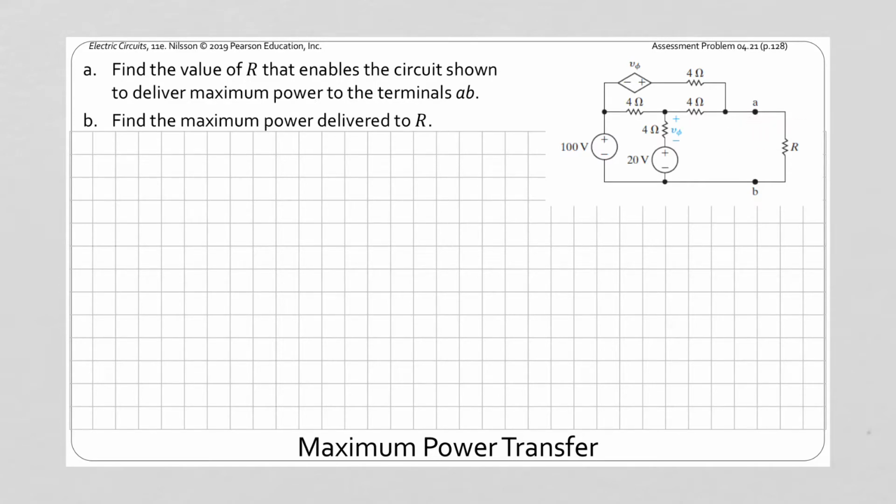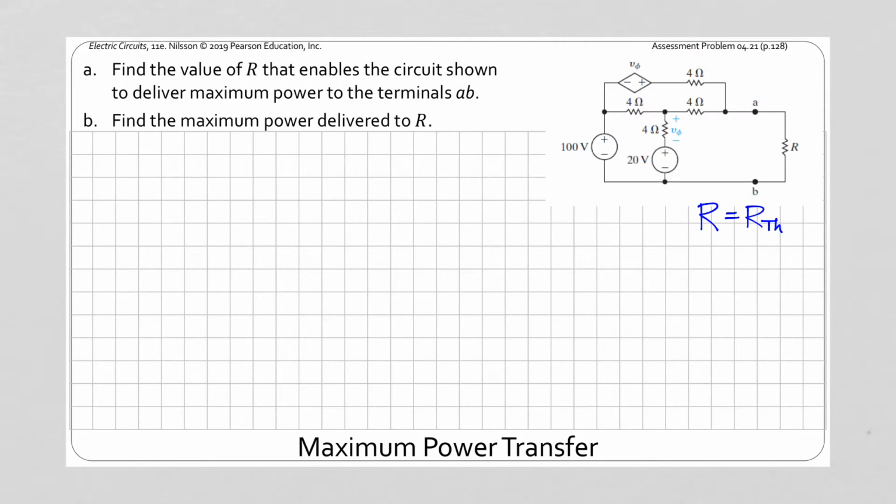In order to accomplish that, we need to find a Thevenin equivalent circuit for our supply circuit, and then we know that the load resistance that we need in order to have maximum power transfer is going to equal the Thevenin equivalent resistance for our Thevenin circuit. So our first step here is to find the Thevenin circuit.